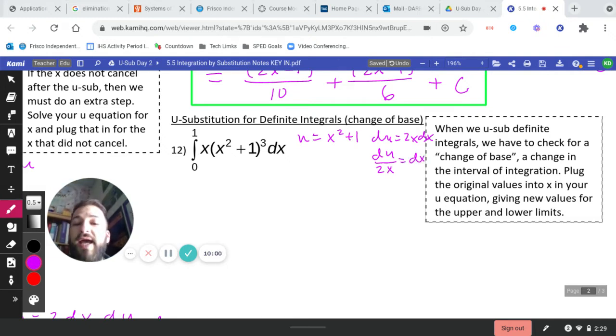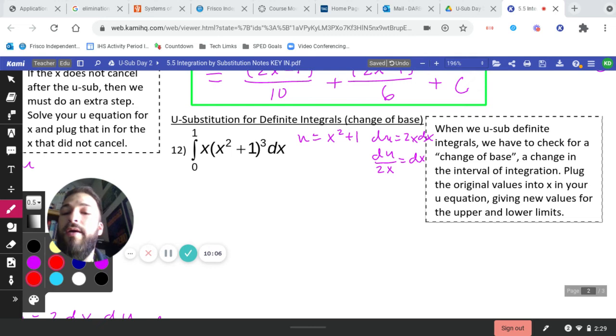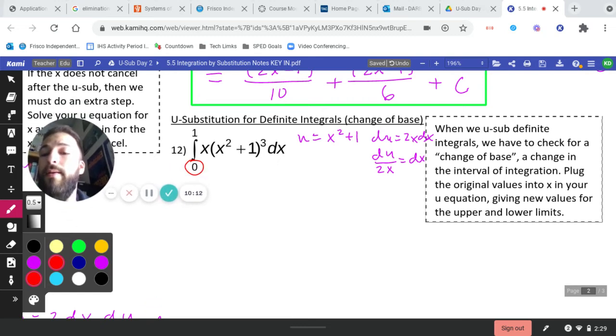Okay, the second thing we need to do is change our base. We change the base by taking our A and plugging it into our U equation, and taking our B and plugging it into our U equation. So let's look at this real quick.